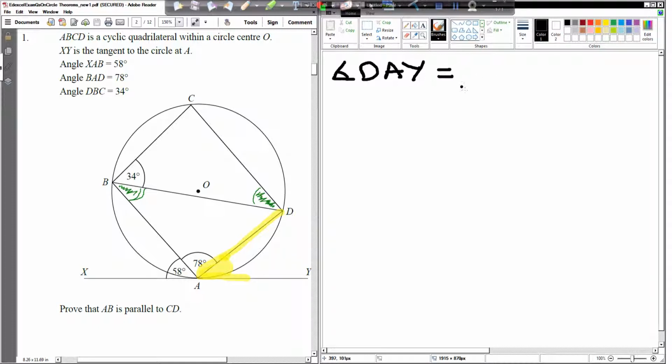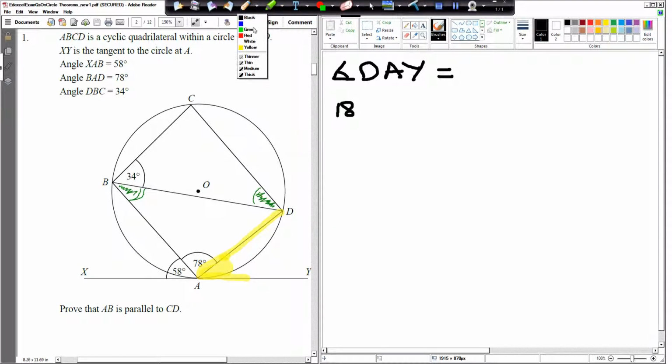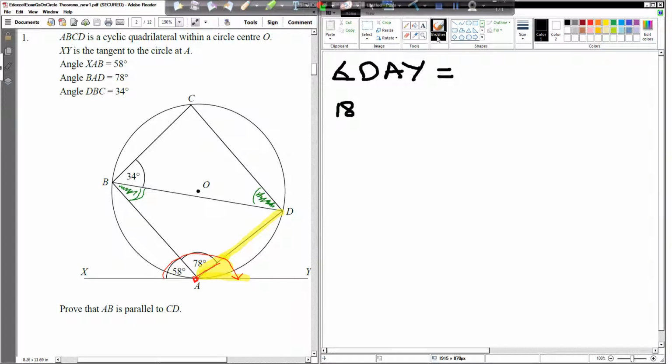Now we're going to do working out over here. So it's 180. What do we know about angles which are at a point on a straight line? Remember the key word here is angles at a point on a straight line. So we start from here and we go all the way around, starting at that point there. So these three angles, including the one we're looking for, must add up to 180. Good. So we say 180 degrees, and if we minus the 58 and we minus the 78, that will give us the angle DAY.